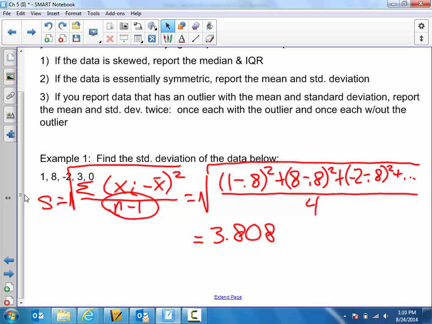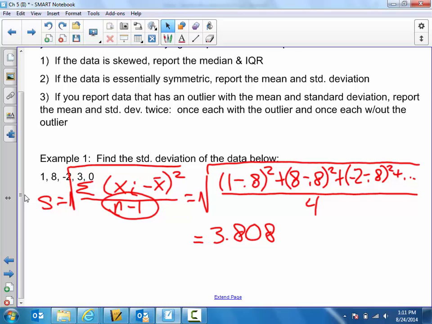We're just looking at some numbers. We're not sure what these are a quantity of. With that standard deviation, this is how you would interpret it: the standard deviation suggests that, in general, the data tends to be about 3.808 units from the mean, which is 0.8. Okay, so that's how far the data tends to be spread from the mean.